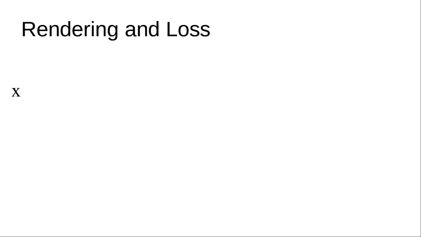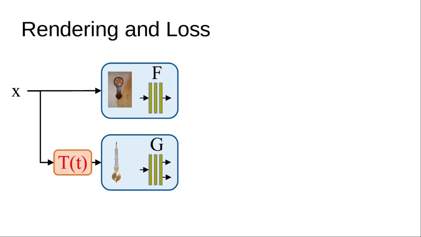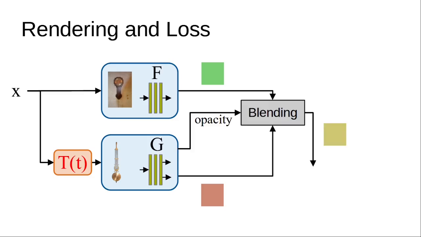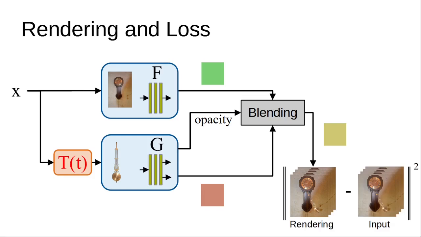To render the color at a pixel X, we evaluate both the background representation and the representation of the object, where we use the transformation to obtain the pixel position in the local frame. Both representations yield a color, and we use the opacity from the local representation to blend those colors together. Since the transformation is time-dependent, we can render the scene at different time steps. We use a simple mean squared term on the photometric error as our supervision loss.